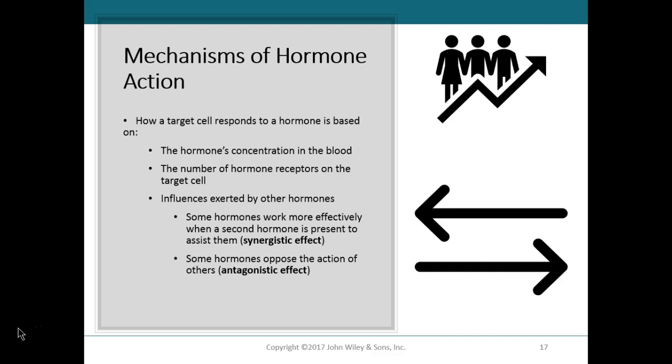You'll see also that there are two hormones that do the same thing with calcium. Calcitonin lowers your blood calcium by causing more bone to be made. Parathyroid hormone increases your blood calcium by causing bone to be broken down, so we release calcium into the blood.